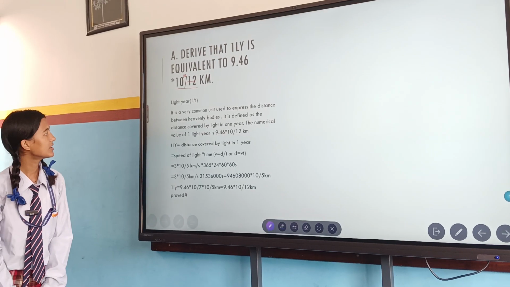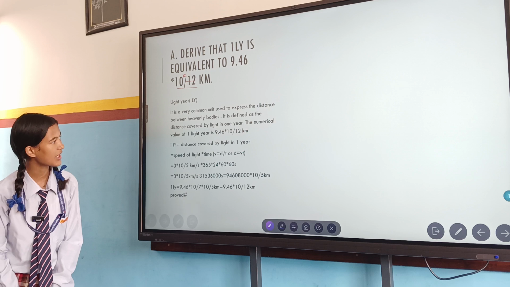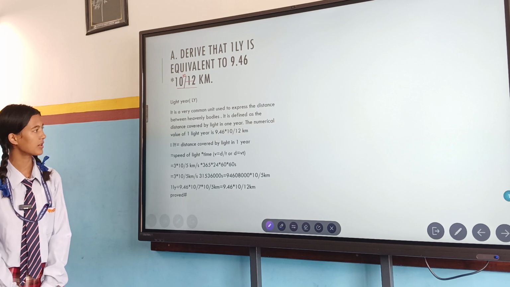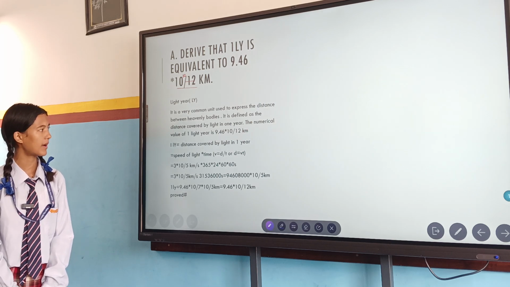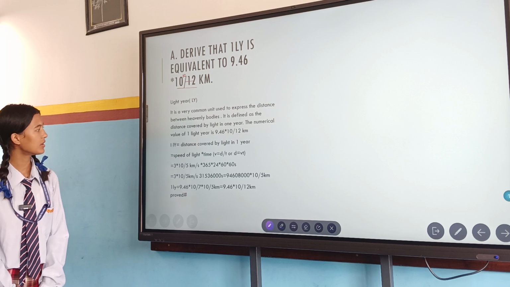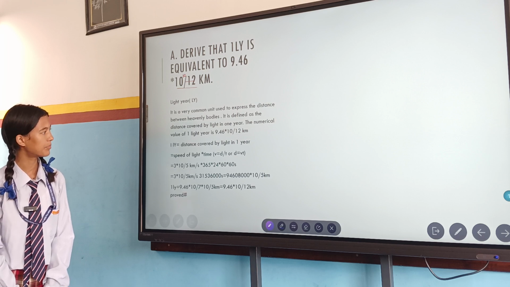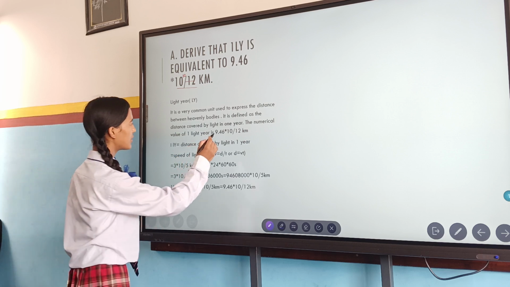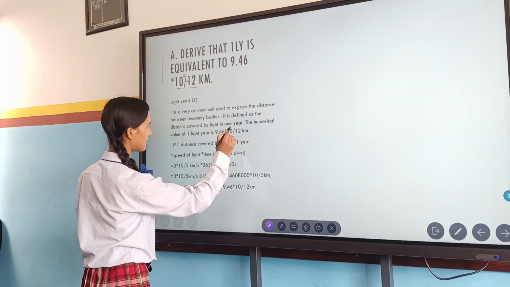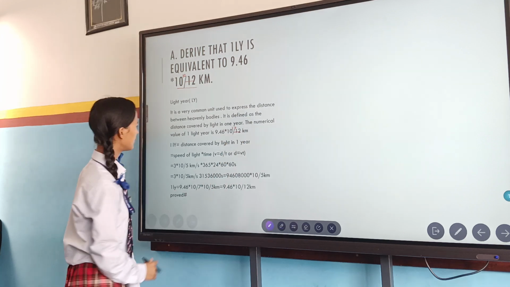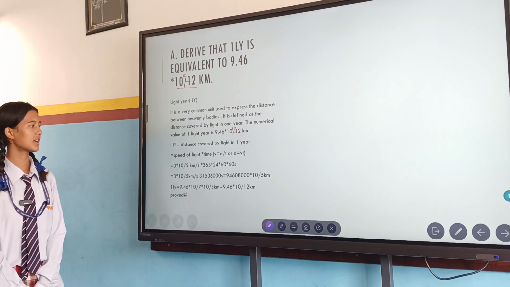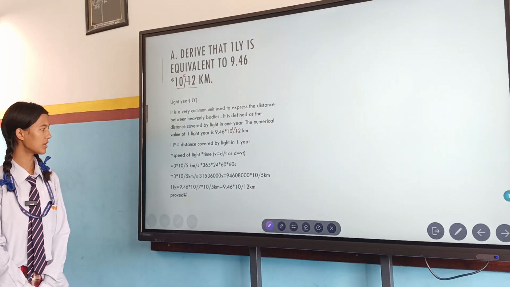One light year is a very common unit used to express the distance between heavenly bodies. It is defined as the distance covered by light in 1 year. The numerical value of 1 light year is 9.46 times 10 to the power 12 kilometer. 1 light year is equal to the distance covered by light in 1 year.